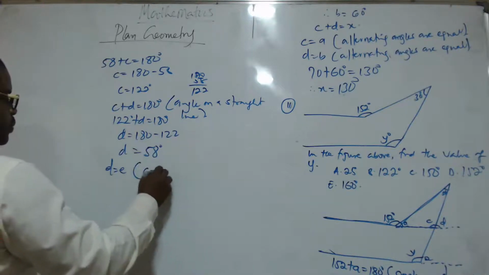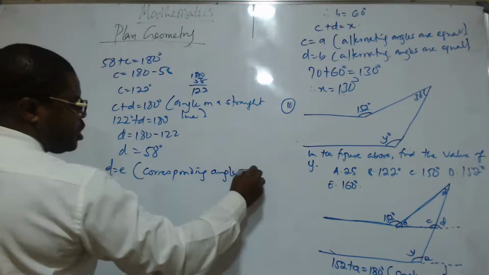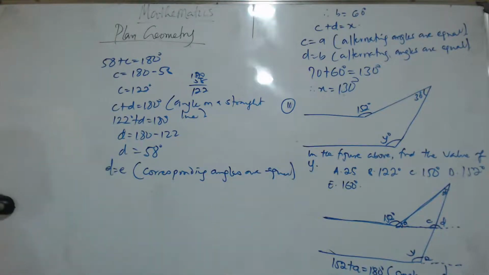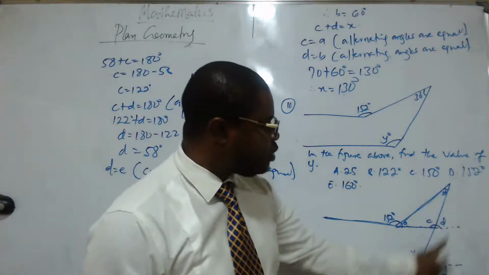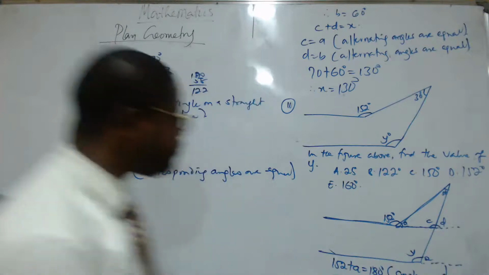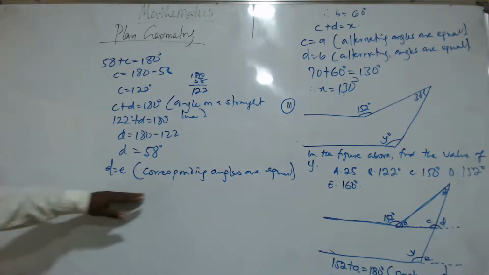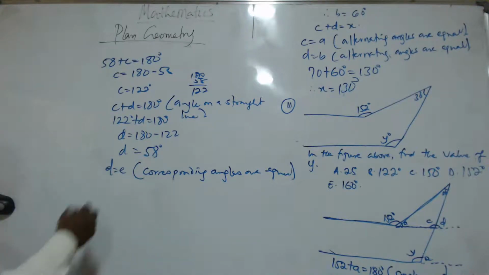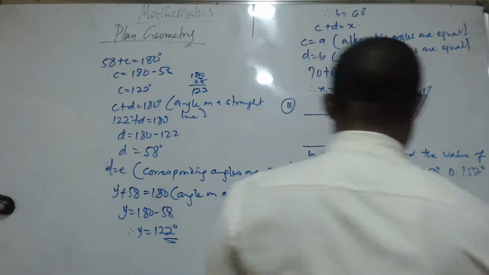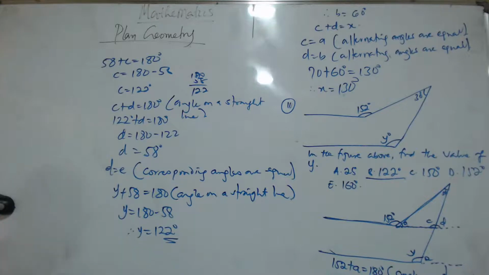So my D will give me 58. We have corresponding angles are equal. Why are they corresponding? Because this angle here and this angle here are facing the same direction. And once they're facing the same direction, it's said to be corresponding. And we know our D to be 58. What will be our Y? So I have Y be 122 degrees. As simple as that.